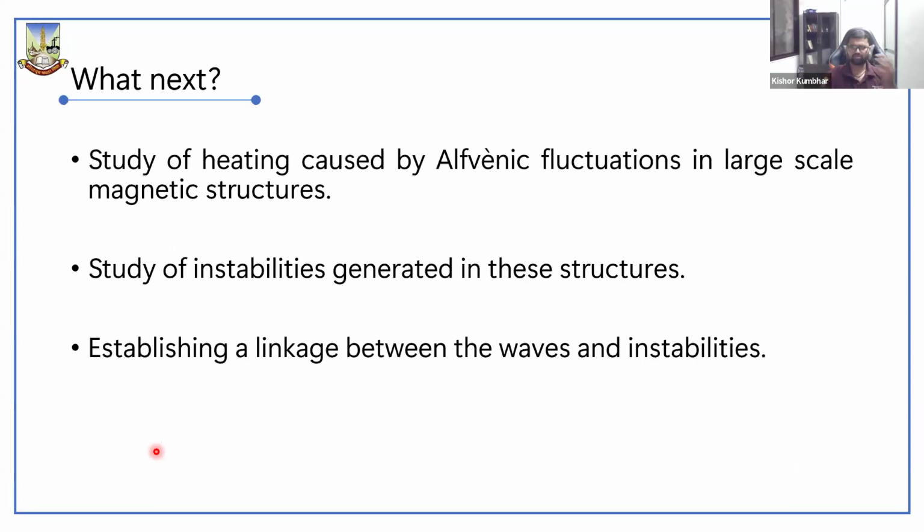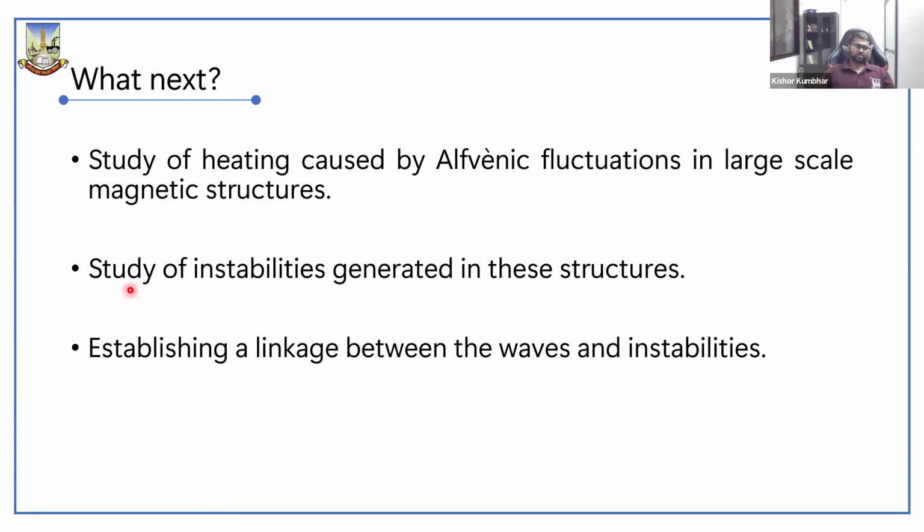So now, one question arises: what next? What next in the sense, since there have been several studies which suggest that Alfvén waves are major contributors to the heating of this plasma. We would like to extend our analysis to identify the heating caused by Alfvénic fluctuations in large-scale magnetic structures such as ICMEs or CIRs, and furthermore, see how much their contribution is present for different Alfvénic modes.